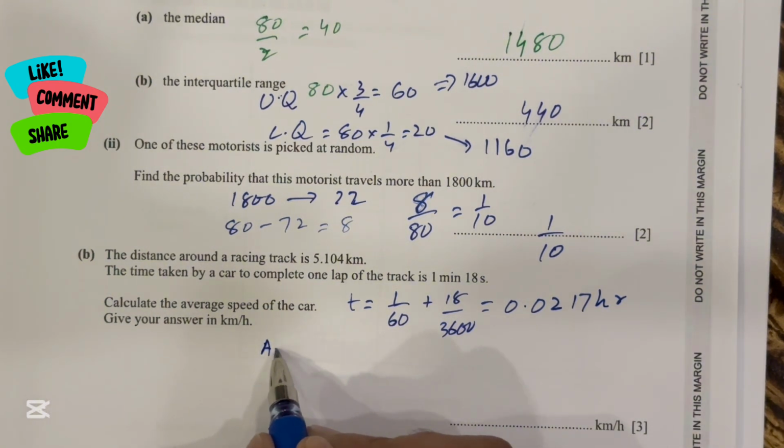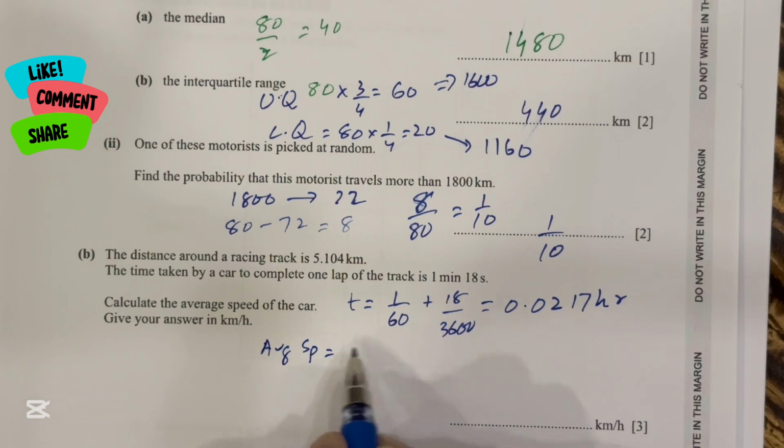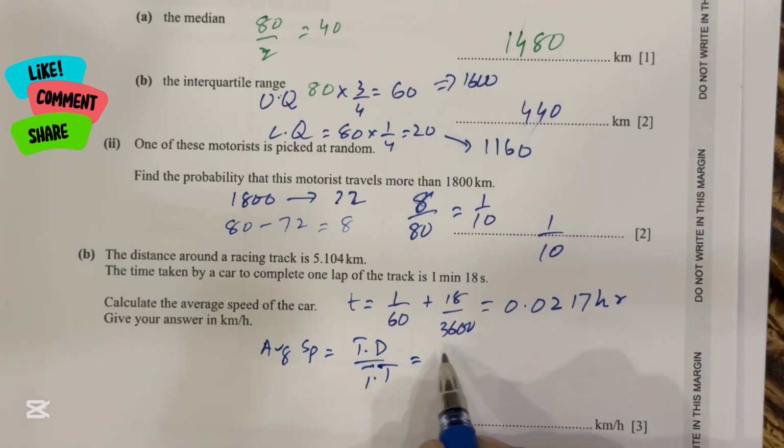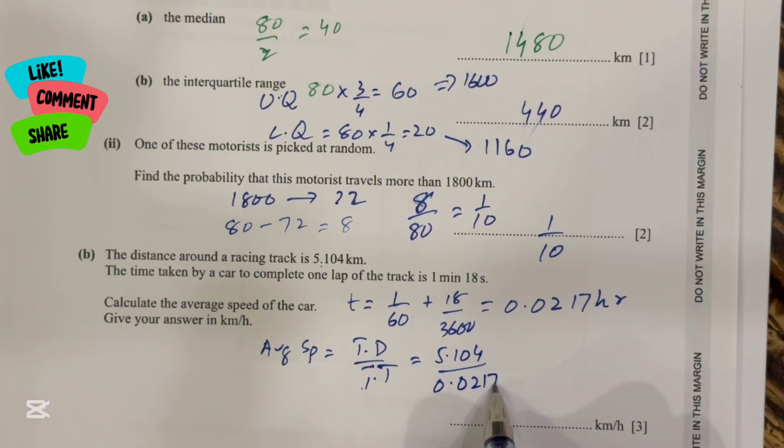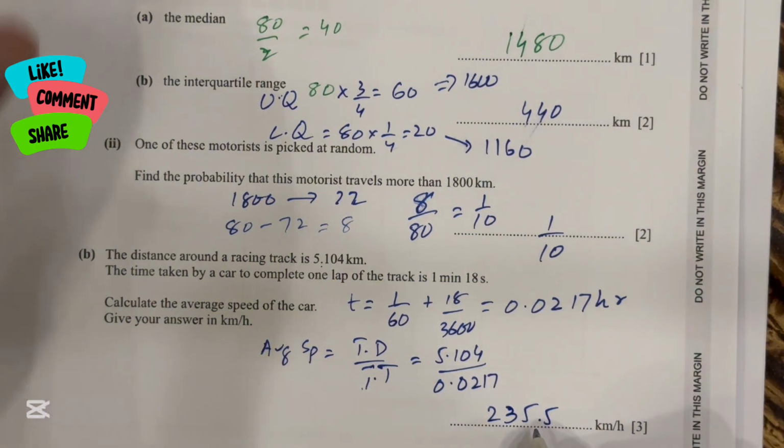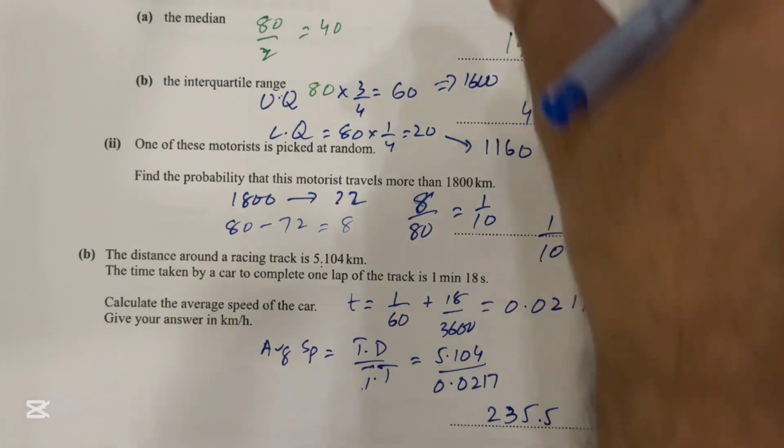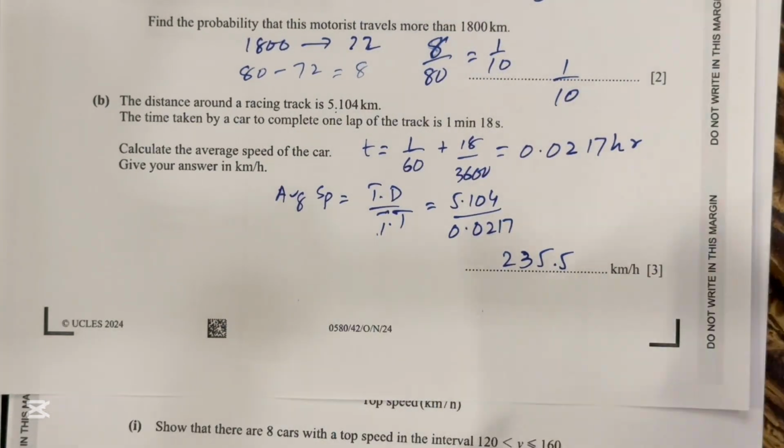And average speed has a formula, that is total distance over total time, and distance was given 5.104, time we just calculated in hours 0.0217. After putting this value in calculator you get the answer 235.5 kilometer per hour.